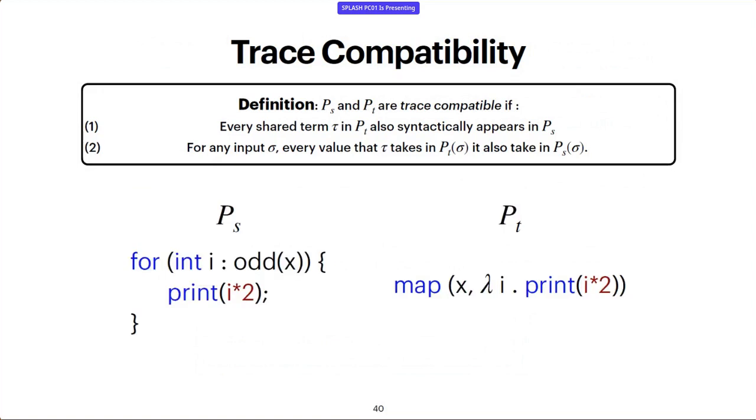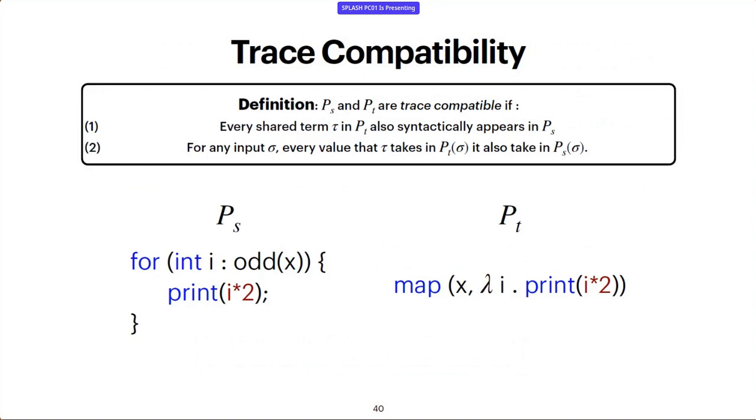So to give you a better sense of what trace compatibility actually means here, let's take a look at a quick and easy example. On the left, you can see an imperative source program. This loops over some array of integers x, and for each odd element of x, it prints out that element multiplied by 2. On the right, we have a functional style program that maps each element of x to the statement print i times 2.